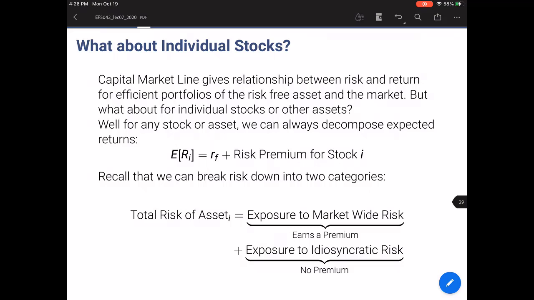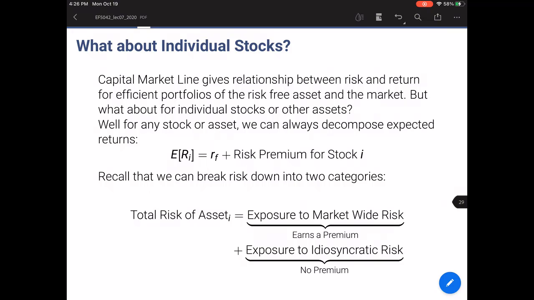Because there's only one risk factor, and that's coming from the market portfolio. And the question, therefore, is how do we determine individual assets' or stocks' exposure to the market portfolio? And we can do this through the beta, okay?